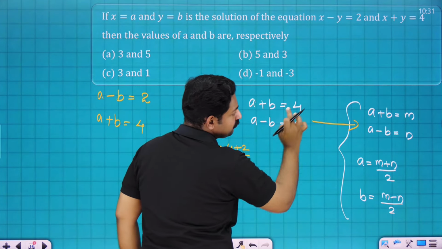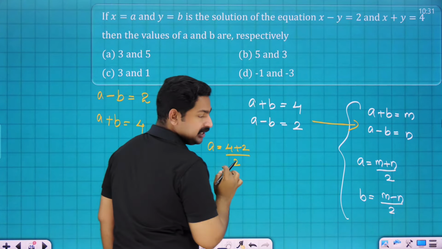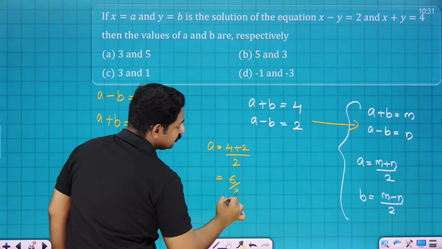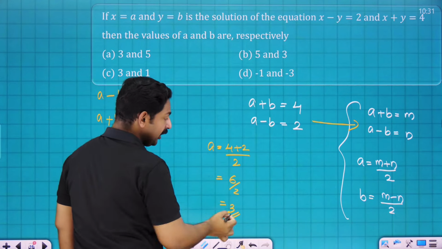In place of m, the value is 4 here. In place of n, the value is 2 here. So (4 plus 2) by 2, 6 by 2 equal to 3 is the answer. So A equal to 3.